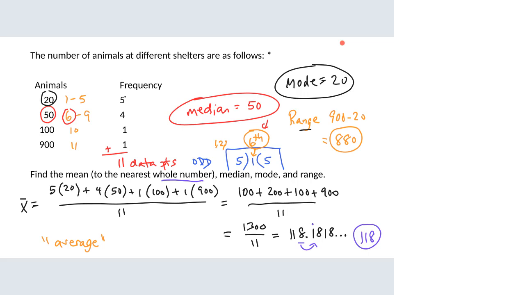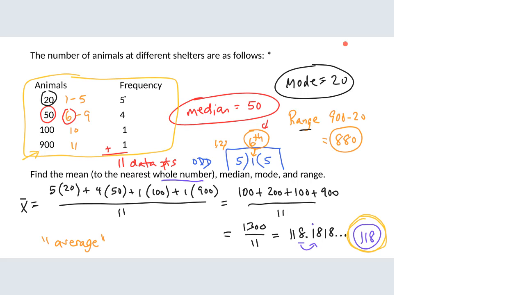One thing I want to emphasize about the mean, if you look at this number down here, this 118 that we got for a mean, in this entire data set, there's only one number that's bigger than 118. There's only one animal shelter that has more than 118 animals at it. If you were going to use a number to describe this data set and say, what's typical for the animal shelters in your area?